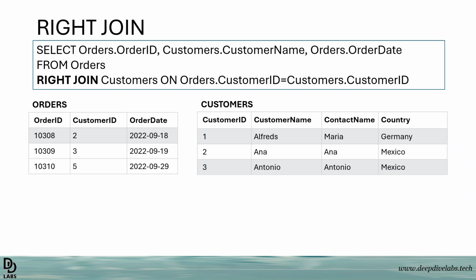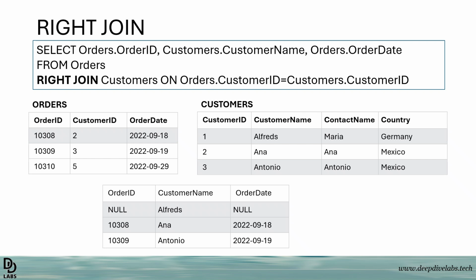So now you are looking at the right join, which means all the rows in the customer table will be given as a result. For customer ID 1, there is no order, so the order ID is null, and the customer name is Alfred with a null order date. For Anna, there is an order, 10308, and for Antonio, there is an order, 10309. Customer ID 5 is not included because we are doing a left join.